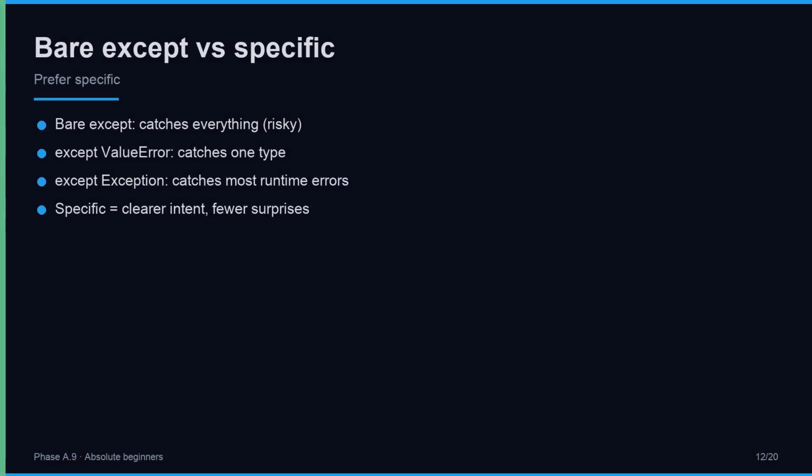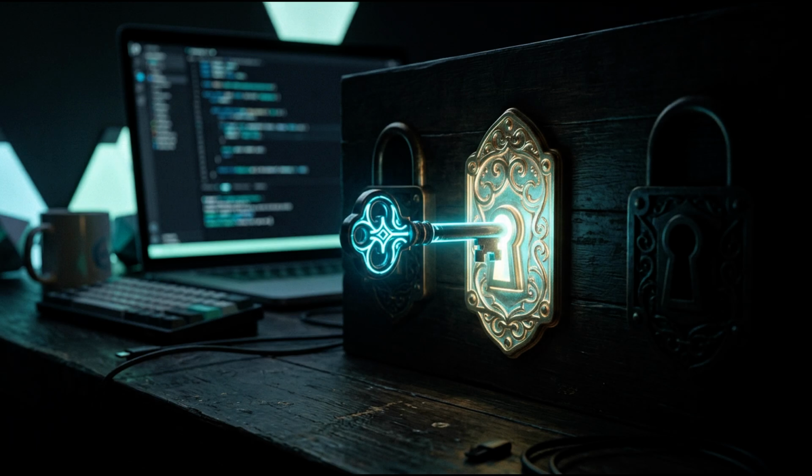You can write a bare except, just the word except with no type. That catches every exception, including ones you did not expect. That is risky. You might hide real bugs. The better habit is to name the exception you actually anticipate, except value error, or except zero division error. That way only the failure you planned for is caught, everything else still surfaces as a real error. Specific except blocks make your intent clear to anyone reading the code, including future you. Specific beats bare, catch specific types, not everything. The right key fits the right lock.